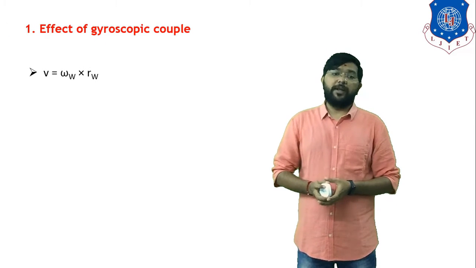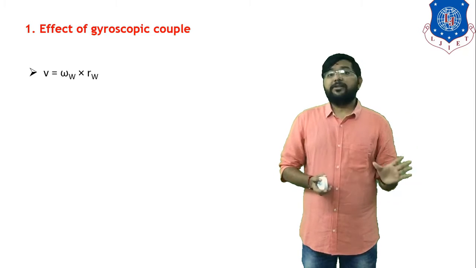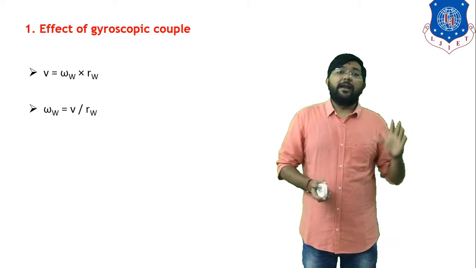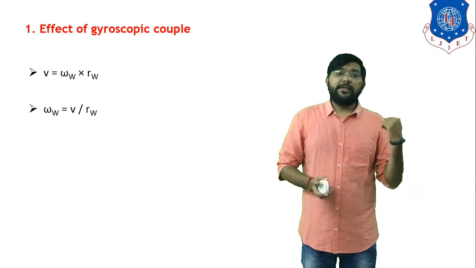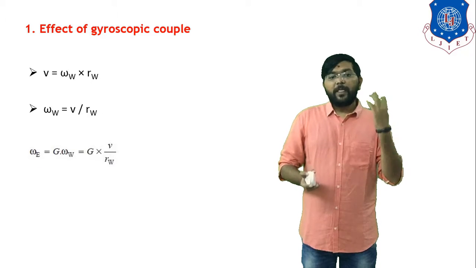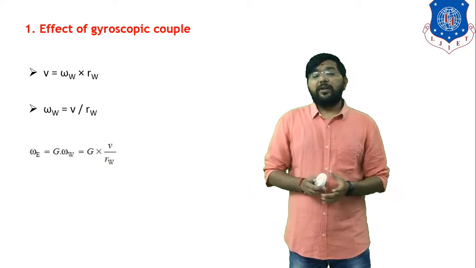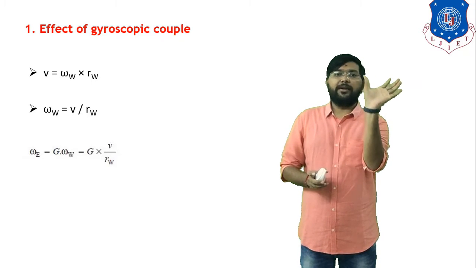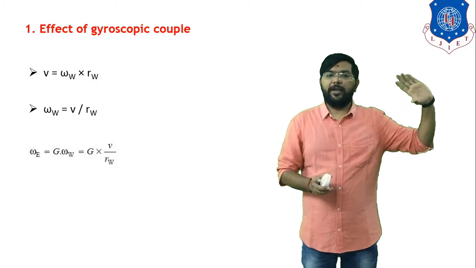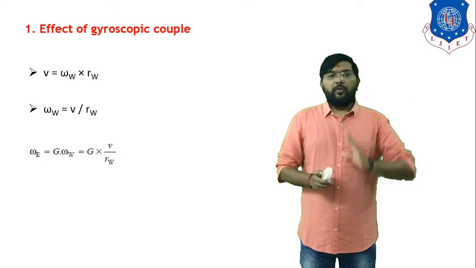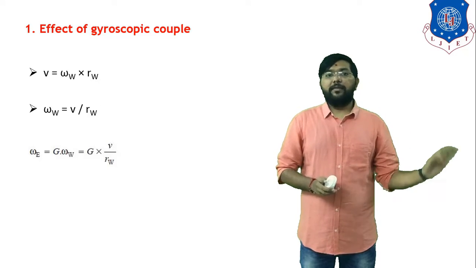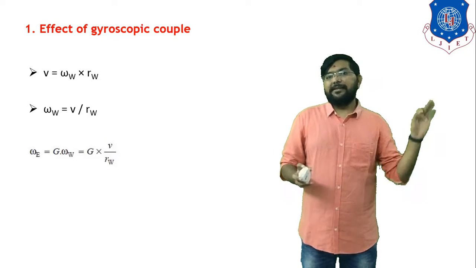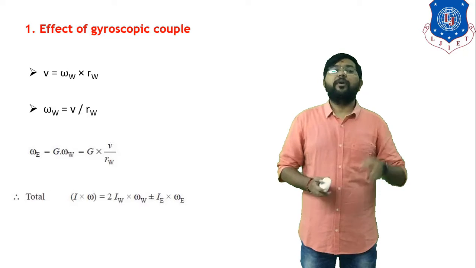Now the effect of gyroscopic couple. Now you all know the equation of linear velocity. That is velocity is equal to omega w into rw. And based on that you can write omega w is equal to v upon rw. And what is the equation for the gear ratio? That is omega e upon omega w. So instead of that you can write omega e is equal to G into omega w. Okay, put this value of omega w over here. At that time the equation of omega e is G into v upon rw. Okay, this is the angular velocity of the rotating parts of the engine.